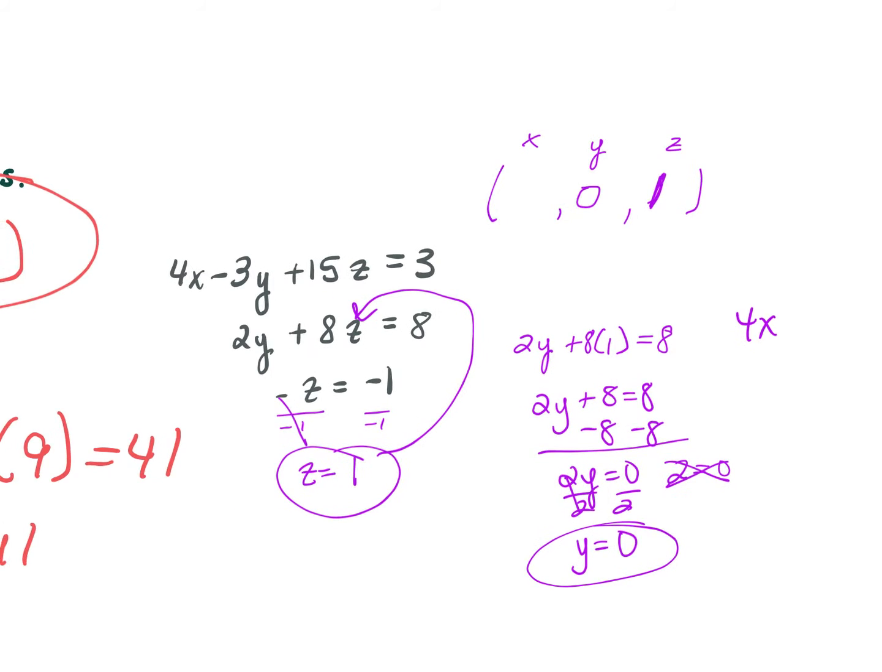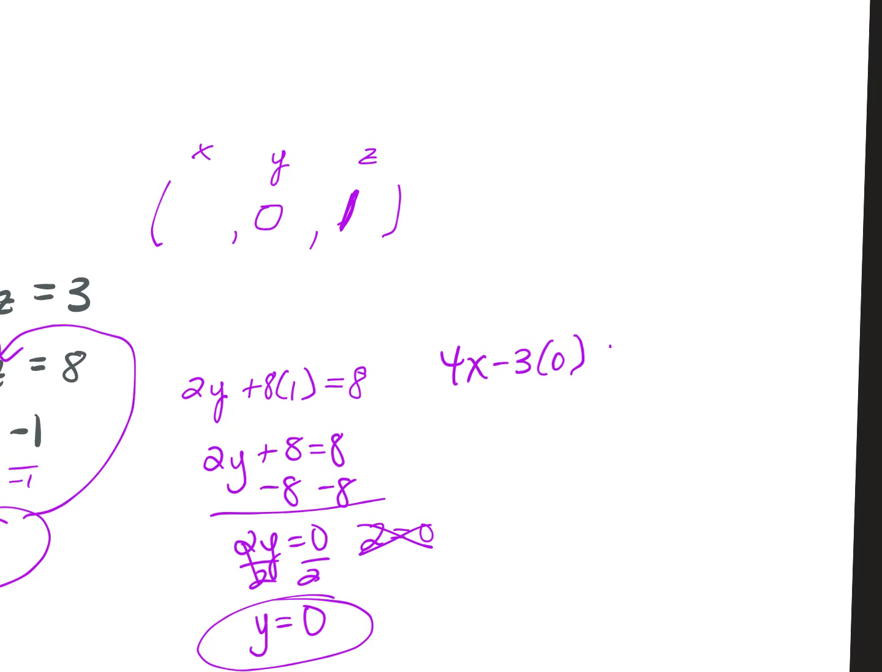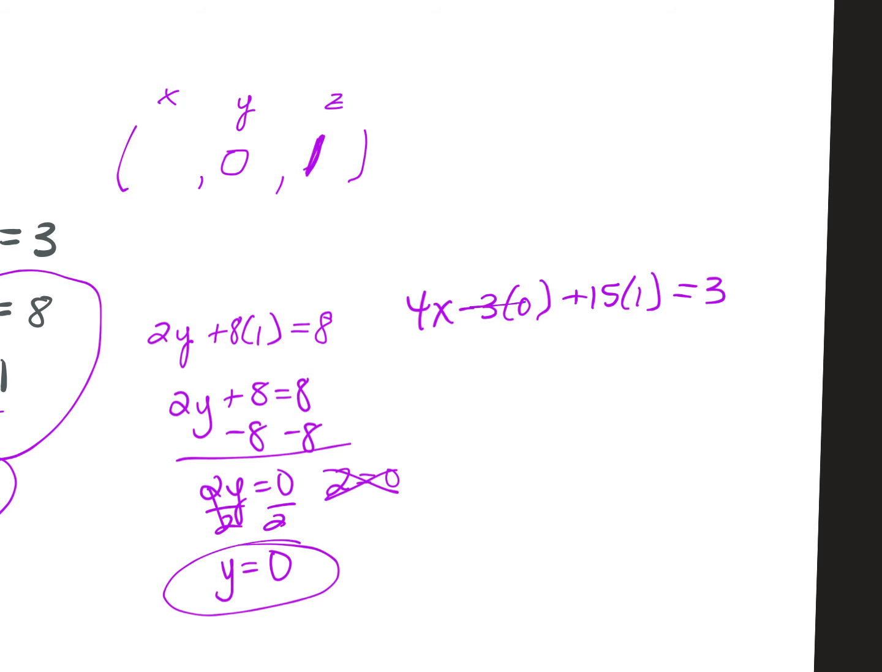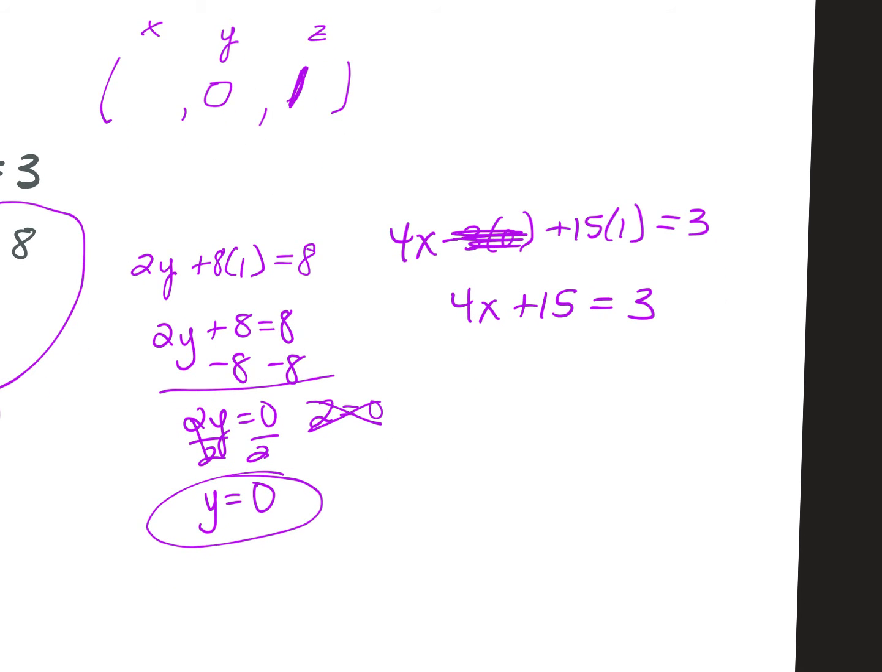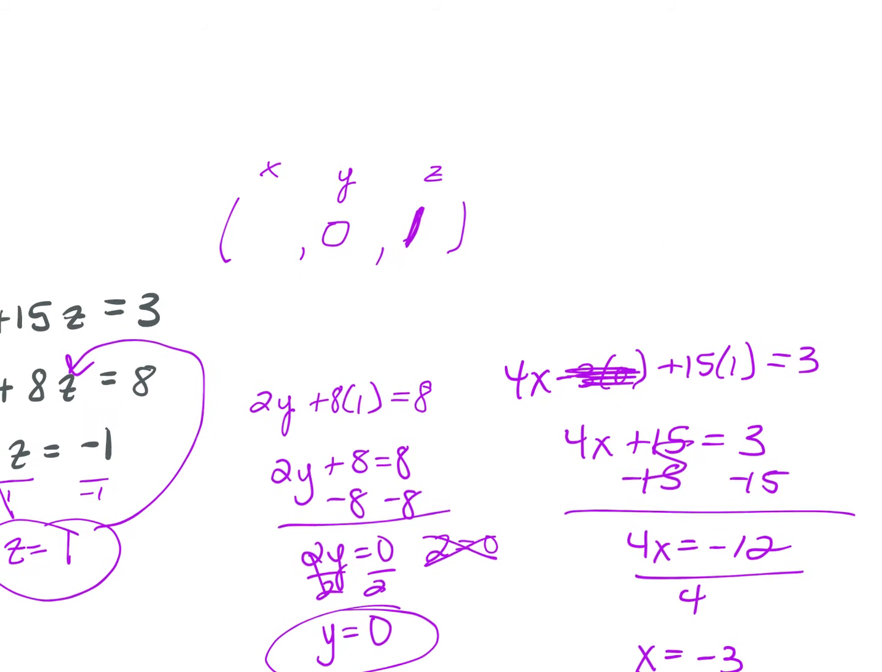So I have 4x minus 3 times y, which is 0, plus 15 times 1 equals 3. If we simplify here, negative 3 times 0 is 0, and 15 times 1 is 15. So you have 4x plus 15 equals 3. We're going to subtract 15 from both sides and we get 4x equals negative 12, right? Divide both sides by 4, and we get x equals negative 3. So I can go up here in my ordered triple and say x is negative 3.